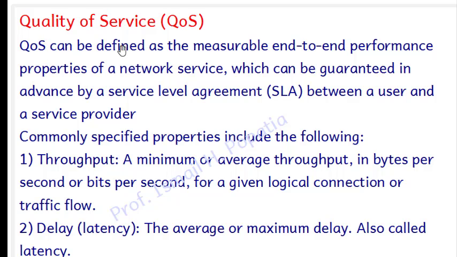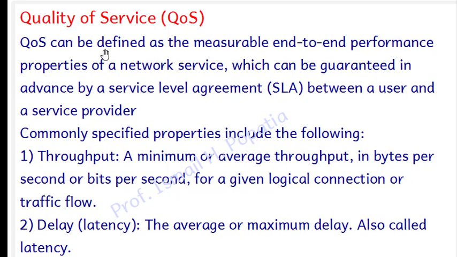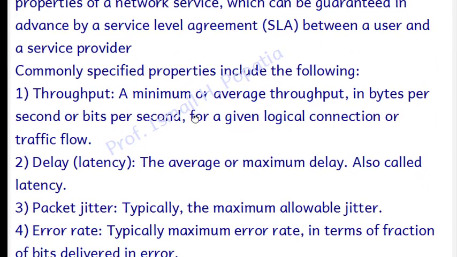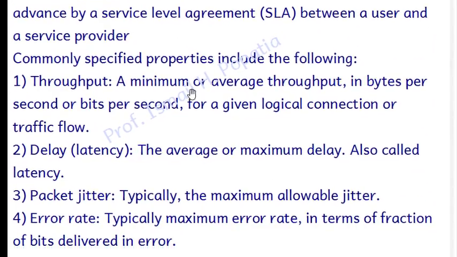Now quality of service, we can define it as the measurable end-to-end performance parameters of a network service. So this quality of service can be measured. It can be guaranteed in advance by a service level agreement between a user and the service provider. So the quality of service contains some parameters which are measurable, and it is guaranteed by the service provider that these particular parameters will be provided. Now commonly specified parameters include the throughput.